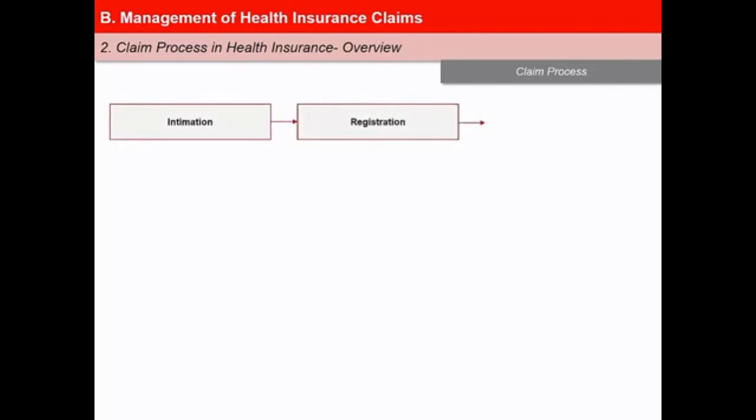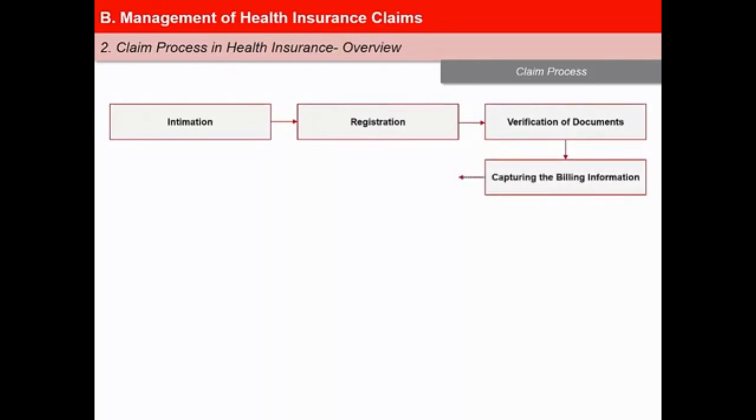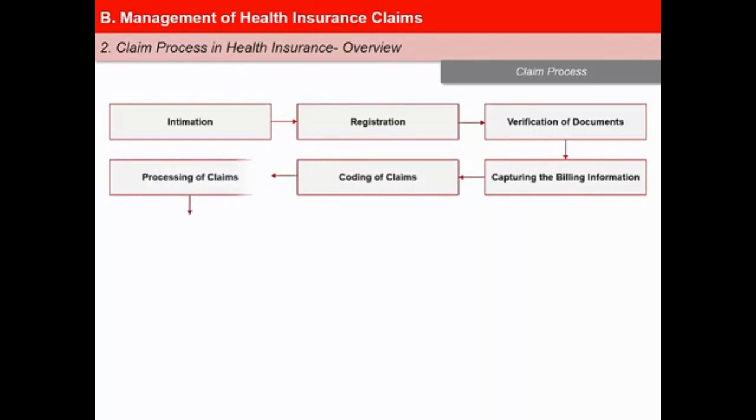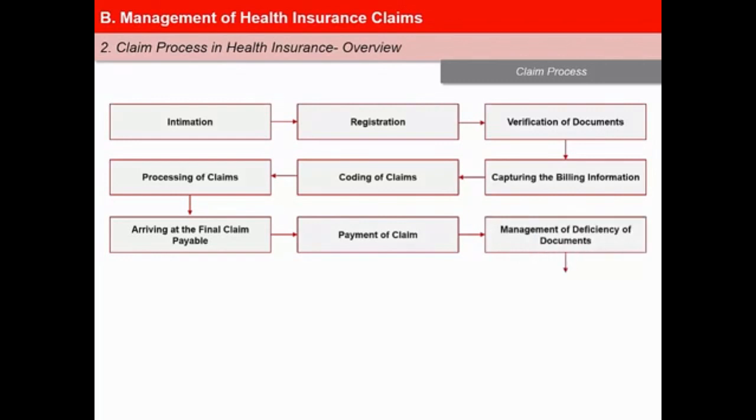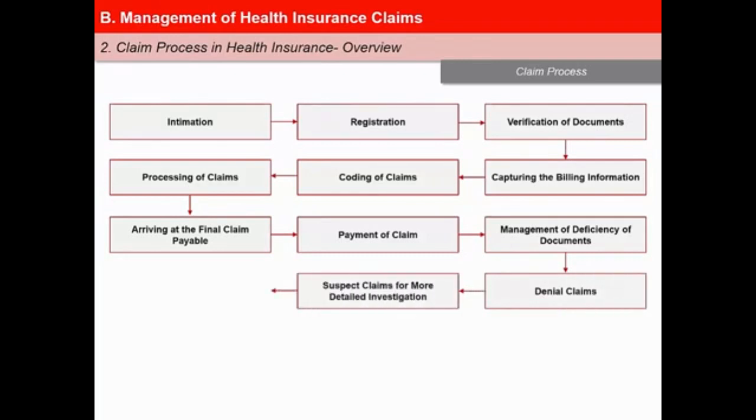In both cashless and reimbursement claims, the basic steps of the claim process remain the same and broadly comprise of the following steps: intimation, registration, verification of documents, capturing the billing information, coding of claims, processing of claims, arriving at the final claim payable, payment of claim, management of deficiency of documents, denial claims, suspect claims for more detailed investigation, management of claim documents, audit of claims.